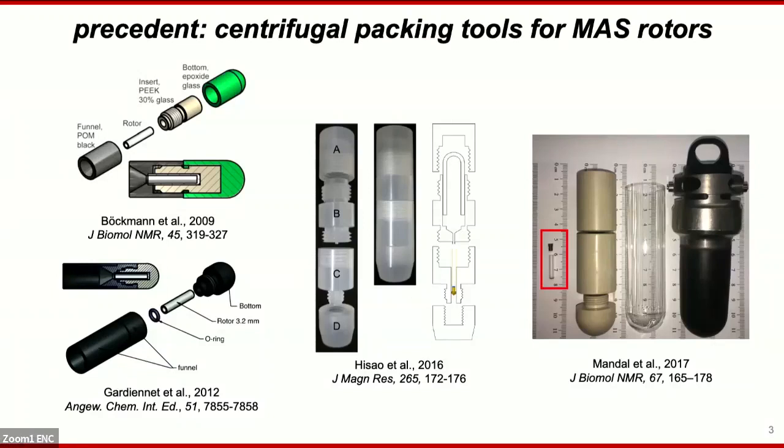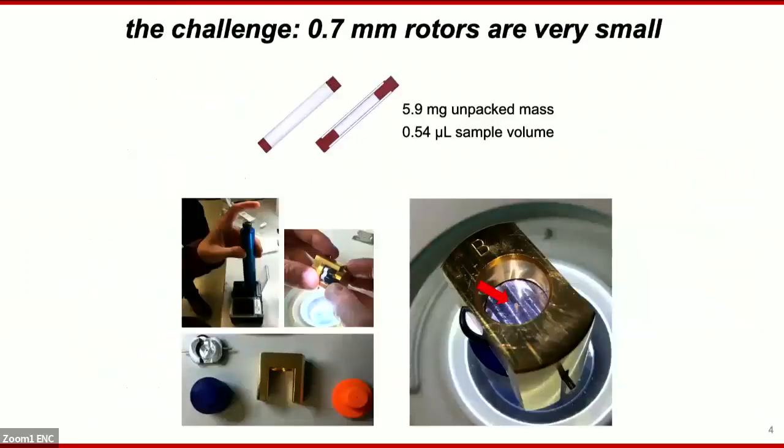But then we also have another type where we directly ultracentrifuge solids out of solution in the tool. And these are these ultracentrifugal devices that you can see here. These are typically machined out of durable plastics like PEEK or Delrin, which can withstand high centrifugal forces. And our challenge when designing a tool to do this for 0.7 millimeter Bruker rotors is that these rotors are just really, really small. They have a mass of around 6 milligrams, and their sample volume is only on the order of 1/2 of a microliter.